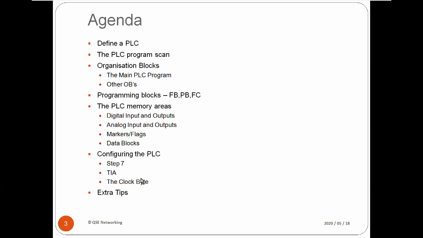Like I said, this is going to be primarily based on Siemens. So Step 7 is still, in my opinion, better than TIA, but they're pushing us to TIA. Then there's the clock byte, which I want to just describe to you because it's a really nice feature to have, but it does take up a marker byte. And then we'll go through some extra stuff at the end.